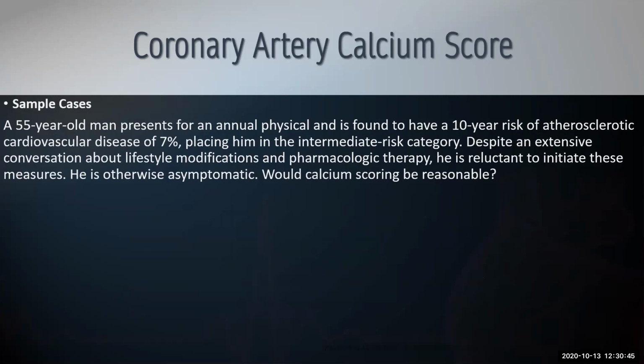Okay, I guess we'll talk about this. So let's do a sample case. A 55-year-old male presents for his annual physical. He comes and sees you just maybe to establish care, and he's found to have a 10-year ASCVD risk of 7%. So, between 5 and 20%, he's in the intermediate risk category.